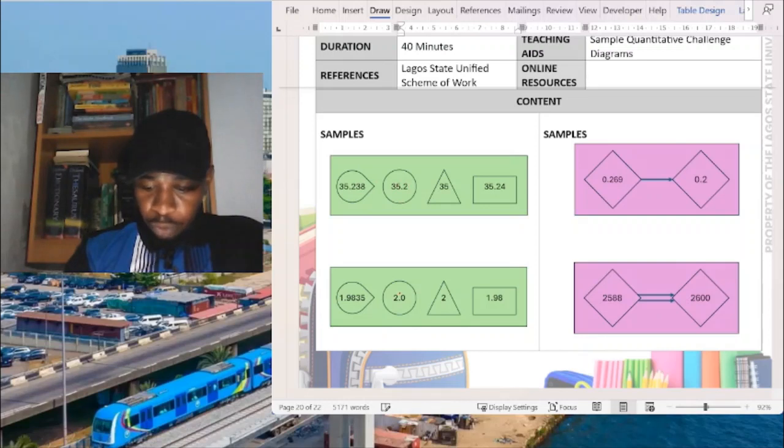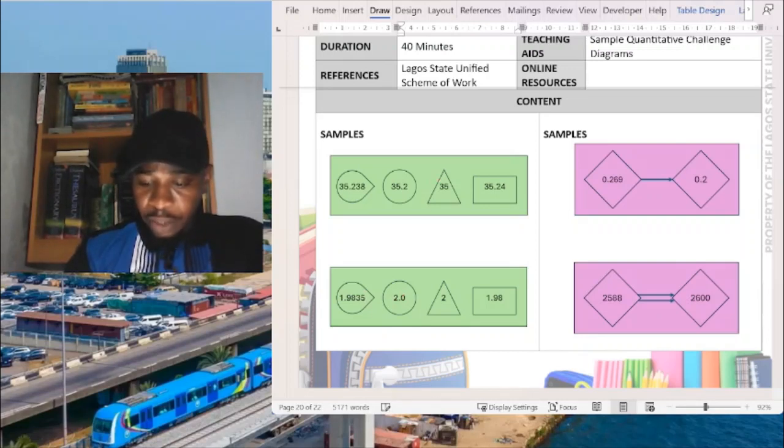So if you look at the second sample too, you confirm that this is the case. 1.9835, when we round it to the nearest tenth, or to one decimal place, you're going to have 2.0. That 0 must be there because it says to one decimal place. You must have one decimal place.